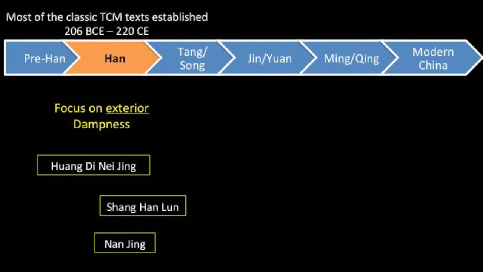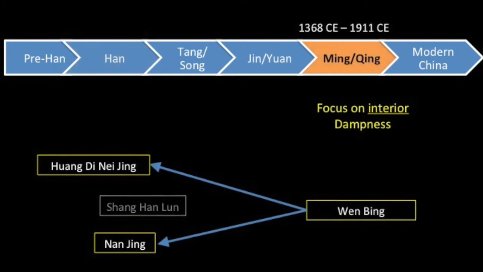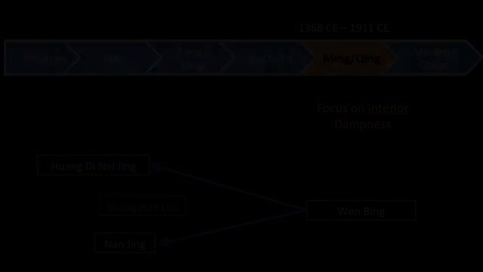The period when the first TCM classic texts were established, some 2,000 years ago, was a time of scarcity and difficult living conditions, so most of the texts refer to dampness originating from the exterior. The Ming and the Qing dynasties were times of considerable economic improvement, giving rise to diseases associated with excessive well-being. These were often associated with internal dampness.